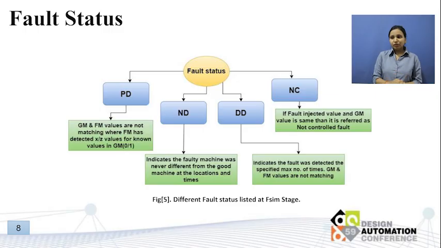Here the value of the faulty machine was never different from the good machine, and the values of the good machine and the faulty machine are matching, so those are considered as not detected. Then we have the status DD, which is drop detected. This fault status indicates that the good machine has a value of 0 or 1, and on the same side the faulty machine has a different value, like for 0 it has the value 1. So those types of fault status are considered as drop detected.